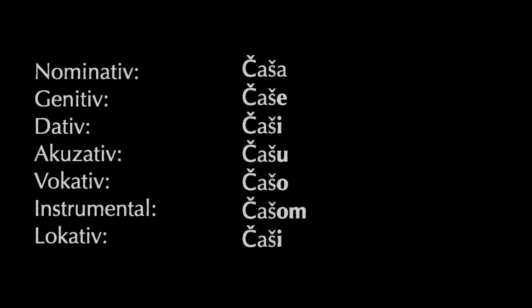Čaša je lepa, ja sam daleko od čaše, idem ka čaši, vidim čašu, gde si čašo, ja sam sa čašom, and šešir je na čaši.